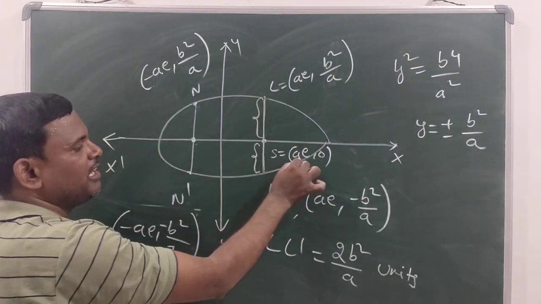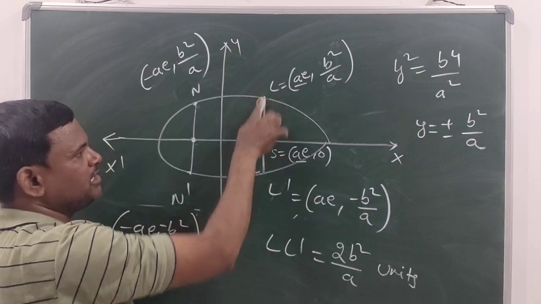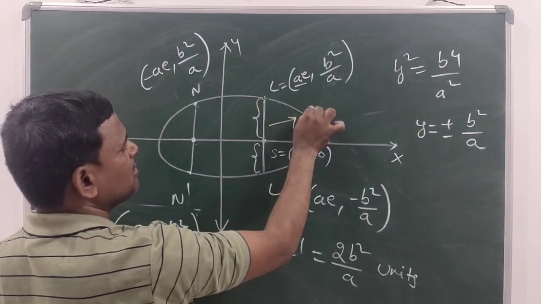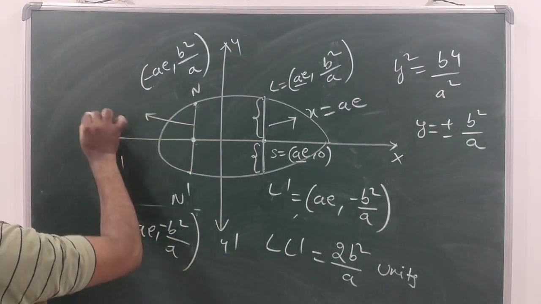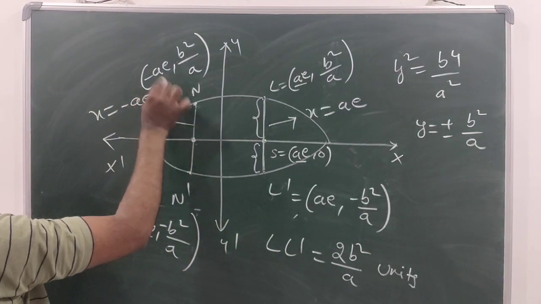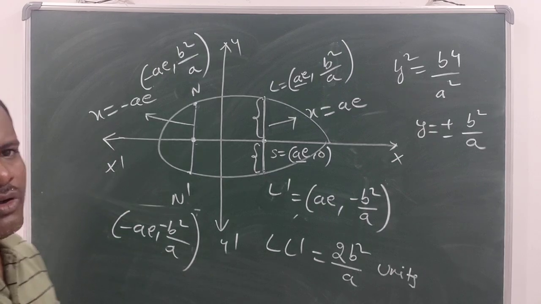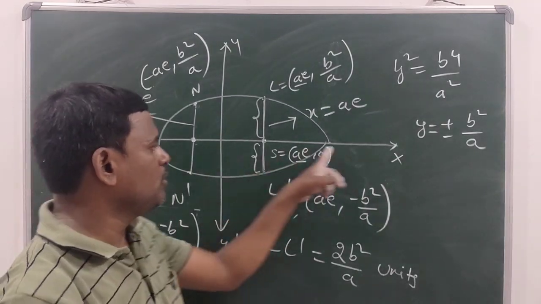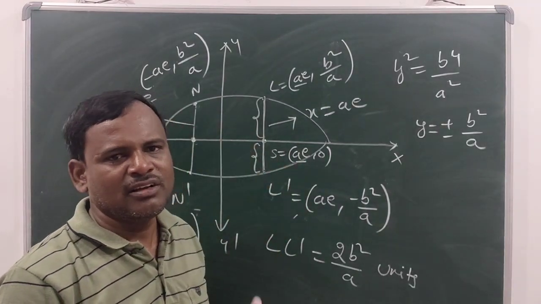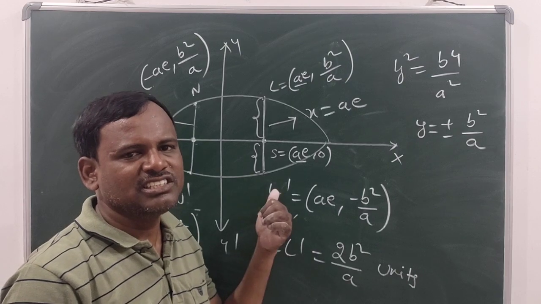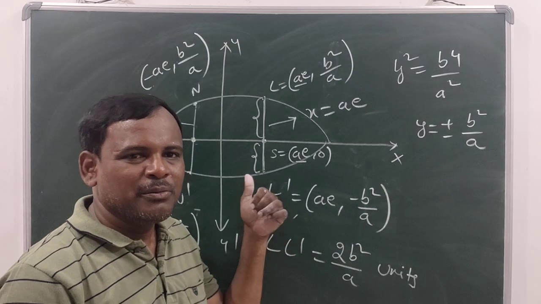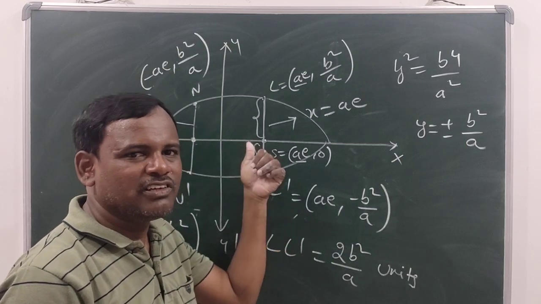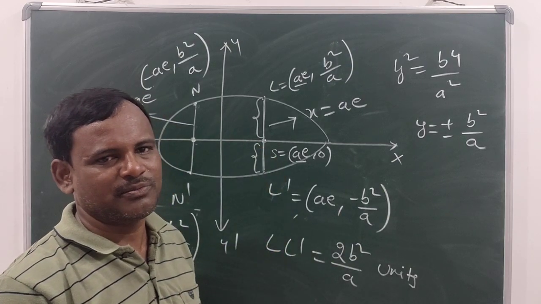And as for its equation, it is a vertical line, the x coordinate is the same. Hence the equation of this latus rectum is x equal to ae, and of the other latus rectum is x equal to minus ae. Okay, students? So anyhow you know this x axis is the major axis whose equation is y equal to 0, and here the y axis is the minor axis whose equation is x equal to 0.